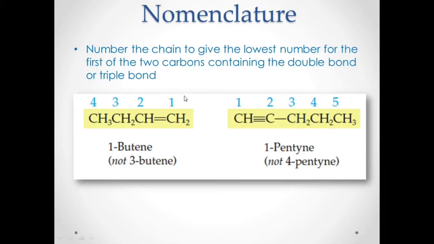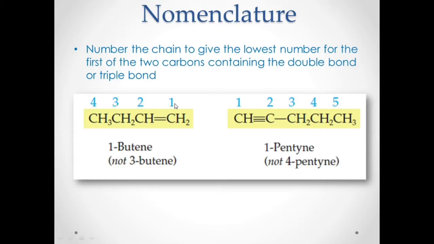So if you're going to number this, this would be our carbon number 1, then that would be carbon number 2, then 3 and 4. So we can attain the lowest number for the two carbons that actually contain either the double bond or the triple bond. So the name would now be 1-butene, not 3-butene. If you number this as 1, 2, 3, that becomes 3-butene. But if you number on the opposite, like 1, 2, 3, 4, that becomes 1-butene.